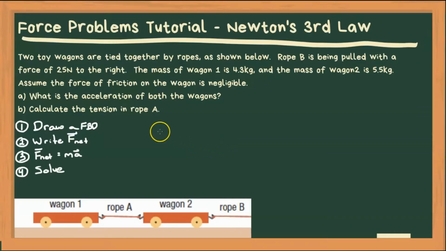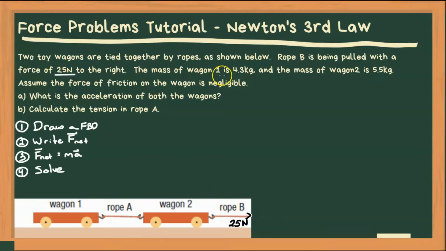Alright, so let's look at this question. Here we have two toy wagons tied together, wagon 1 and wagon 2, by a rope as shown, rope A. Now rope B is pulling with a force of 25 newtons to the right. So let's just draw that in here.